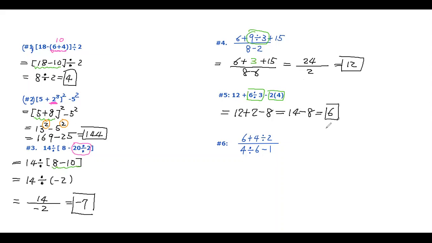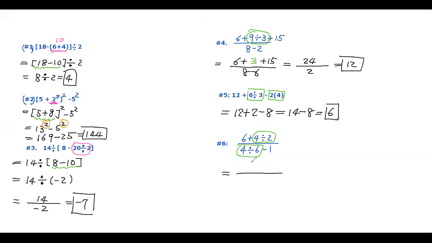So be very careful about which one you take the priority. Okay, so let's do problem number 6 here. You have these divisions here, so division holds its place. Now on top, do you do 6 plus 4 first, or divide by 2? No, because division and multiplication take the priority. So the bottom is the same, 4 divided by 6, take the priorities, right?